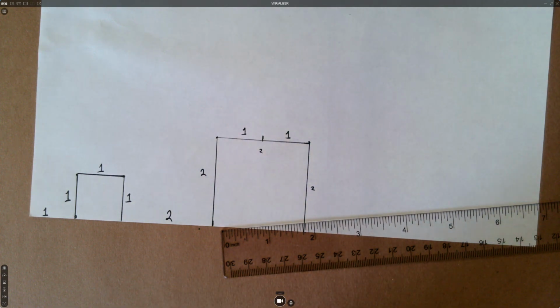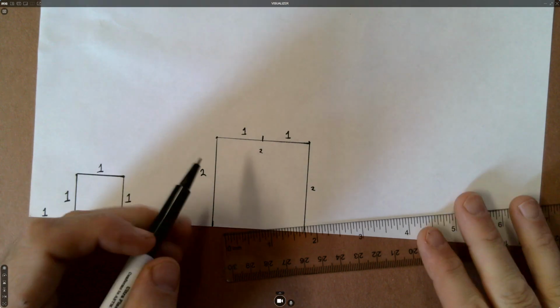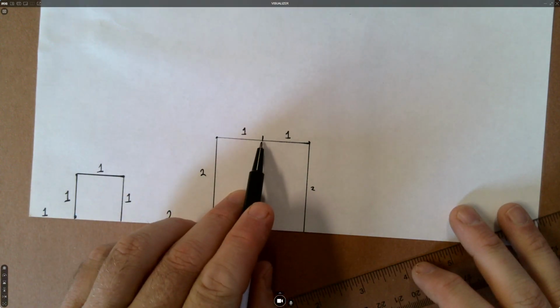And I'm intentionally doing very simple examples. Most of the time it doesn't work out this nice and neat if you're drawing something real, but so we have the middle point.